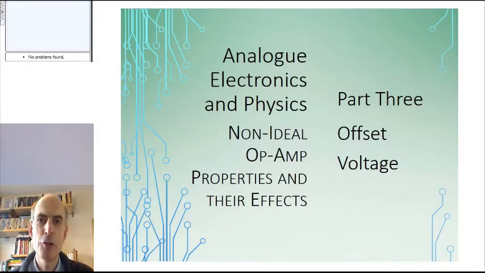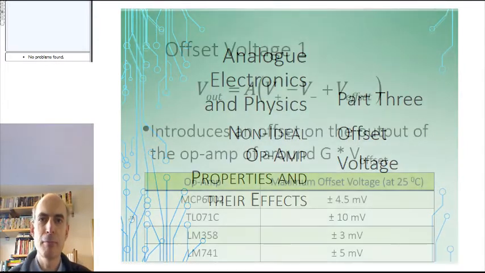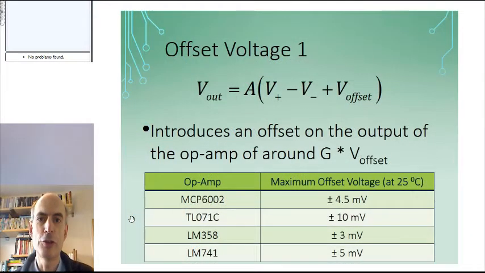This time I want to discuss the effects of the offset voltage of op-amps. The offset voltage appears in the expression for the output voltage of an op-amp here. In an ideal op-amp, the output voltage is just the open loop gain A times the difference between the voltages on its two inputs. But for a real op-amp, you have this third term here, the offset voltage.